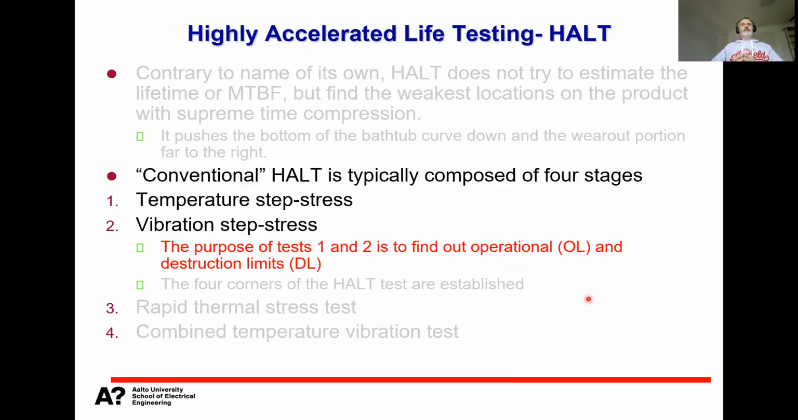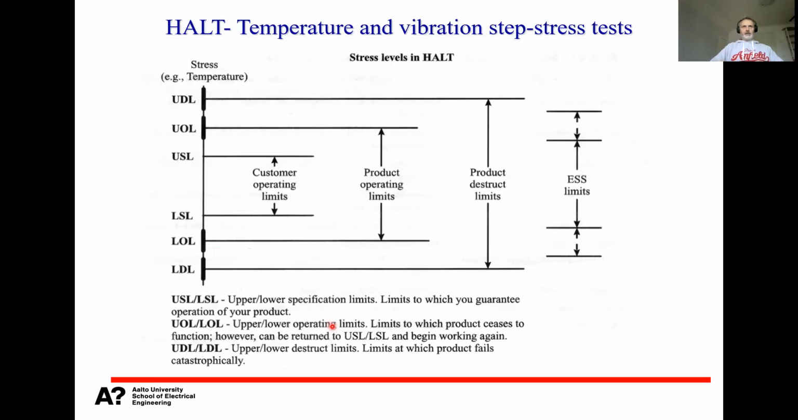So the first purpose of this step stress test is, of course, to find and fix the failures, but also to define the limits. And there are two different types of limits which you need to define. First is the operational limit, and then there is the destruction limit. Because based on these values, you utilize them in the coming two steps. So what do these mean?